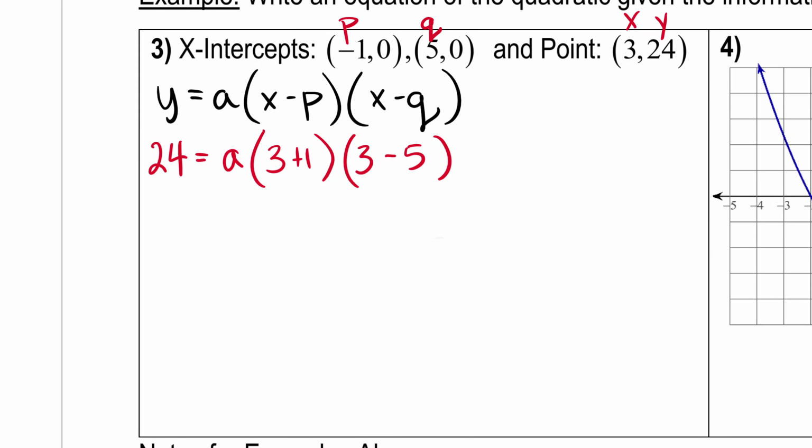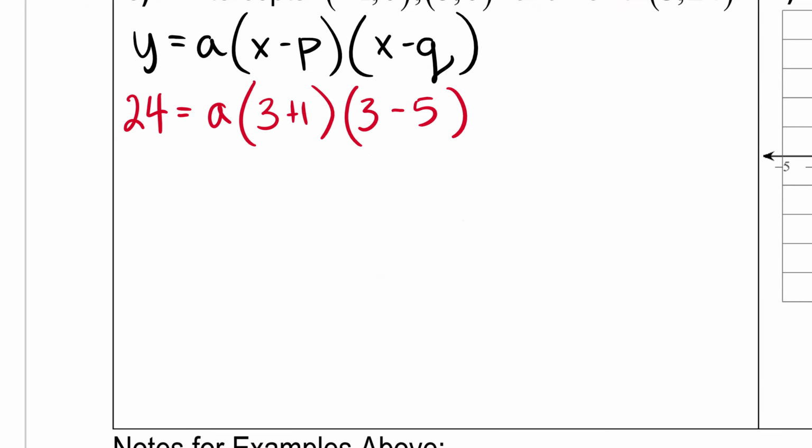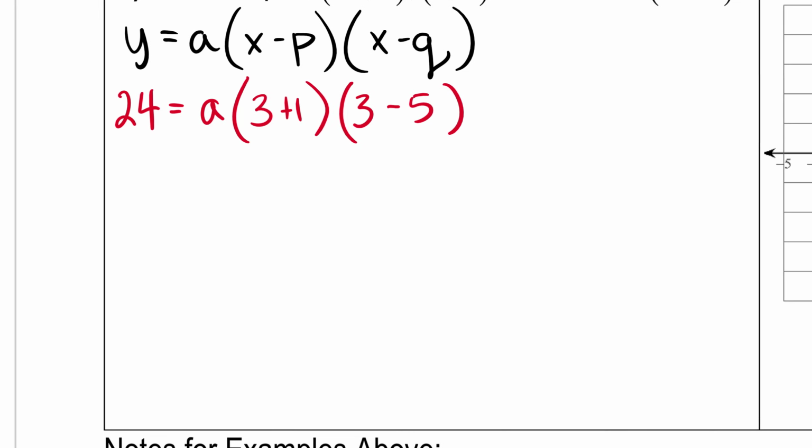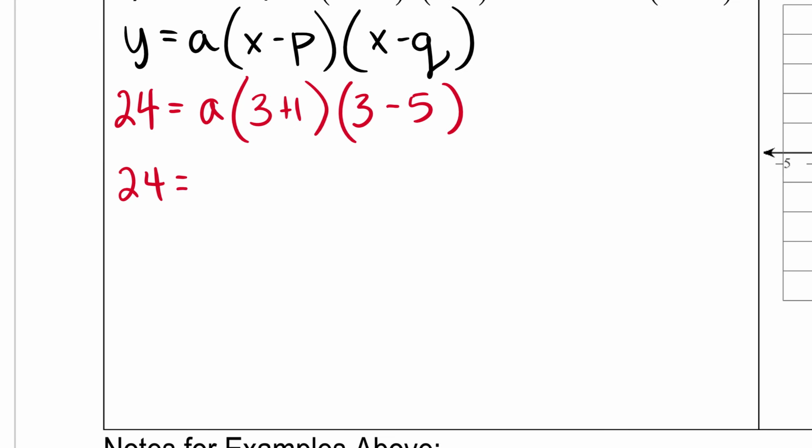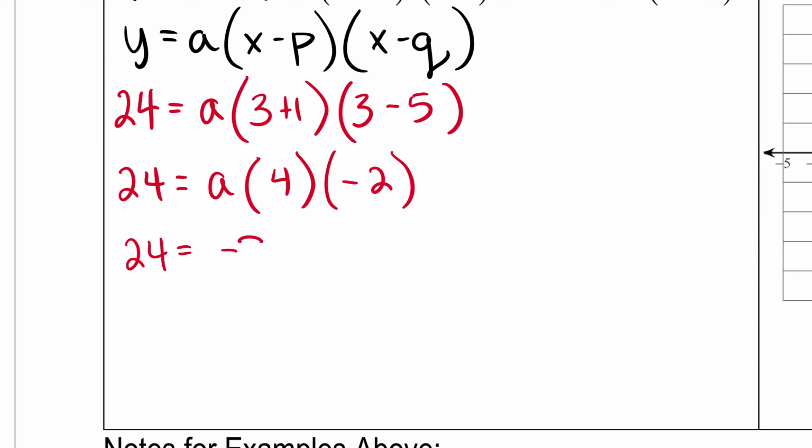So now I just have to solve this to get A. So I'm going to do the parentheses first and go from there. So 24 equals A times 3 plus 1 is 4, and then 3 minus 5 is -2. Okay, I'm going to multiply those together, so 24 equals 4 times -2 is -8A, and then divide by -8. So that would be -3 equals A.